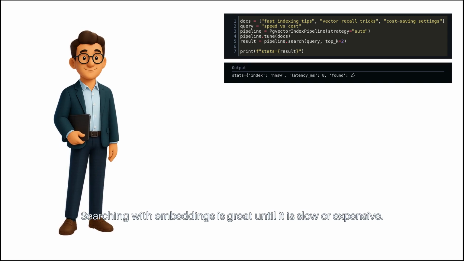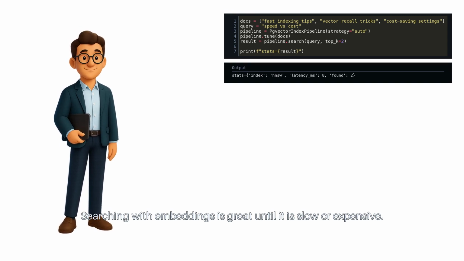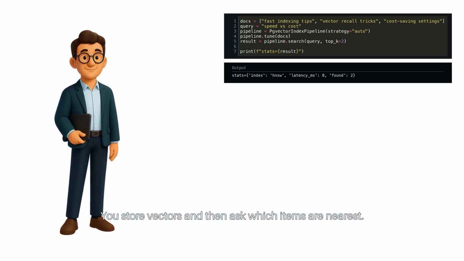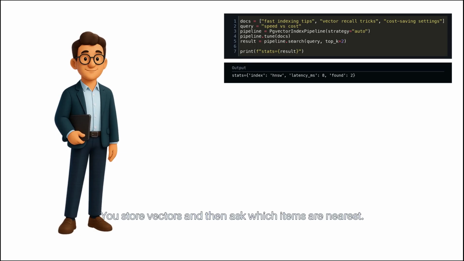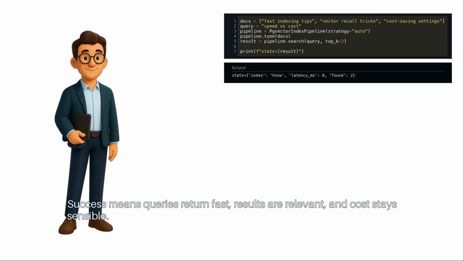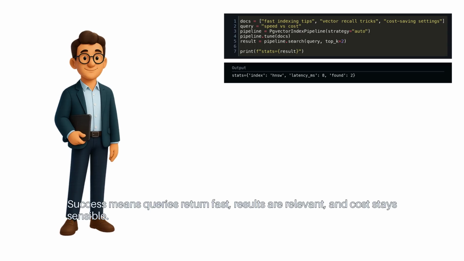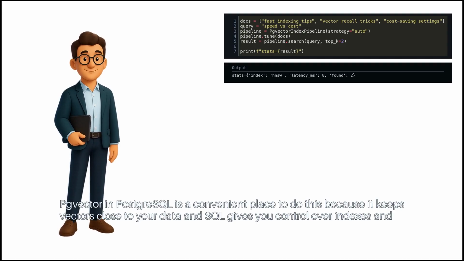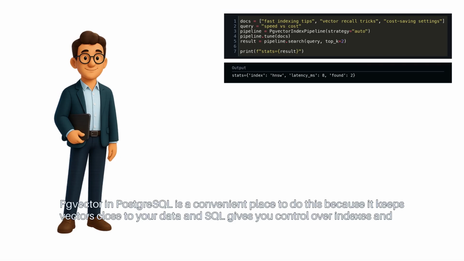Searching with embeddings is great, until it is slow or expensive. You store vectors, and then ask which items are nearest. Success means queries return fast, results are relevant, and cost stays sensible. pgvector in PostgreSQL is a convenient place to do this because it keeps vectors close to your data, and SQL gives you control over indexes and settings.